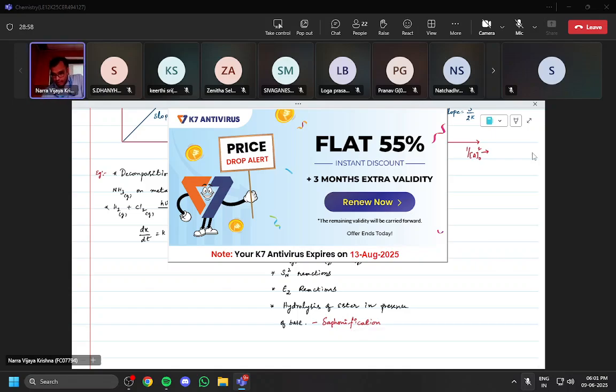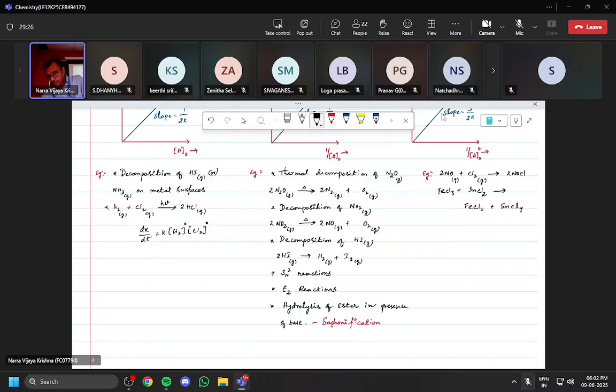Next. Again, we are taking examples for third order reactions. NO plus Cl2 gives rise to 2NOCl. Another example, FeCl3 with SnCl2. Plus 3 converted to plus 2, gives rise to FeCl2 plus SnCl4. Take 2 moles, 2 moles. So all these follow third order kinetics. So examples of zeroth order, second order, third order, right?